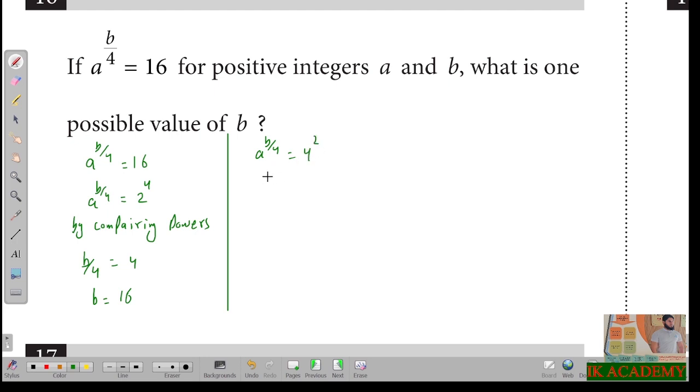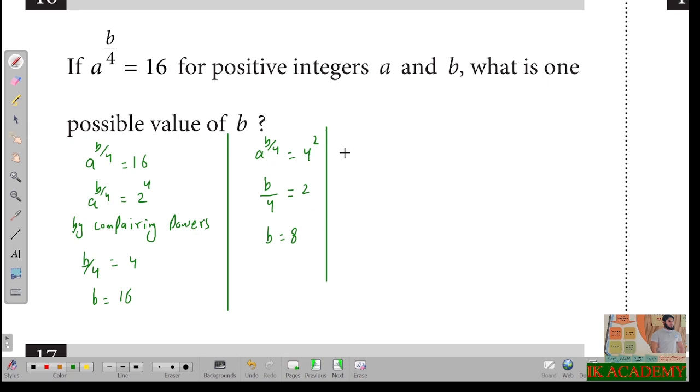So now if we compare the powers of the left side and right side, I can write down B by 4 is equal to 2. 4 2s are 8. B is equal to 8. So we have 16 and 8, two possible values. Also we have other possible values too.